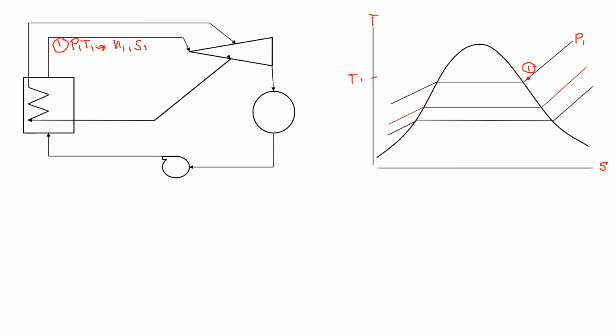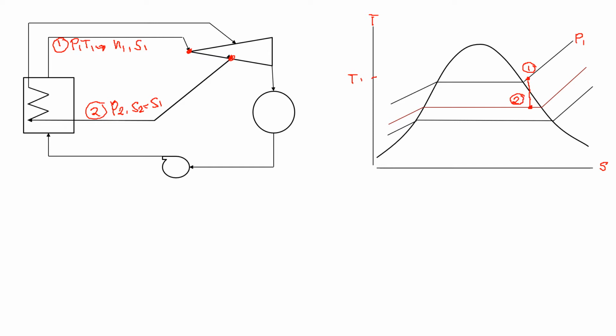Now, in the assumption of an ideal cycle, the steam expands isentropically, meaning from the point where it enters, it exits at point 2 at pressure 2, where S2 is equal to S1. So this is your point 2.